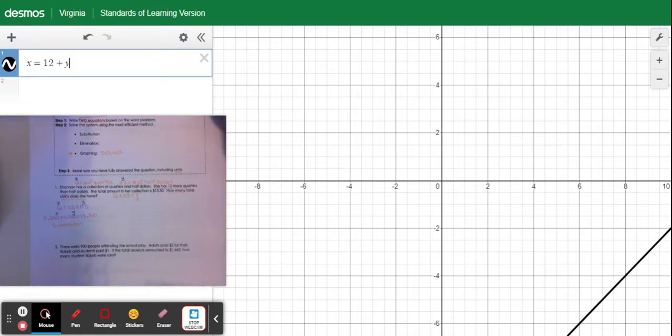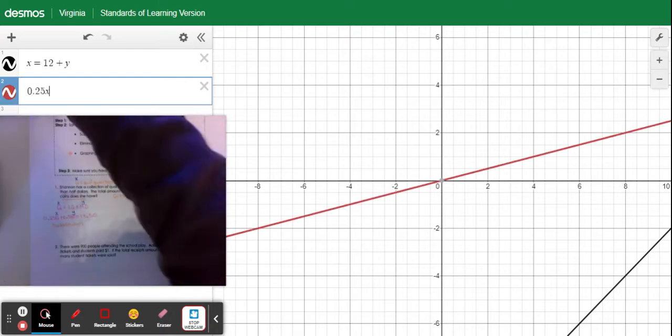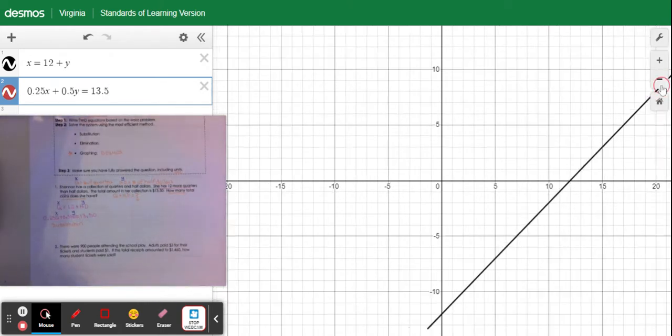You can see a line that's just formed up on there. And now I have 0.25x plus 0.5y equals $13.50. I can just put 13.5. I can't see the other line, so I'm going to zoom out and see.